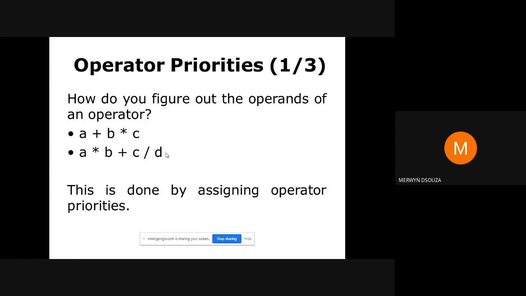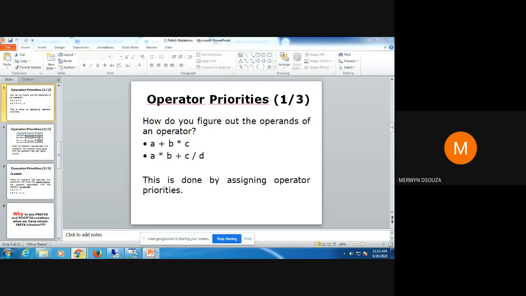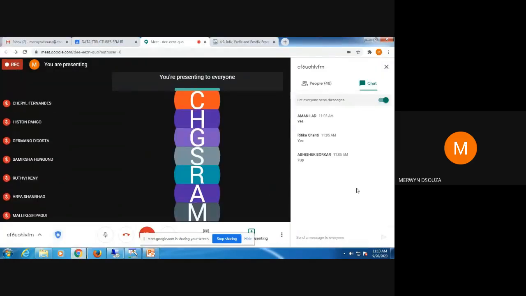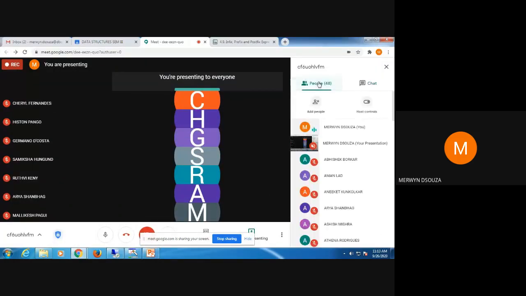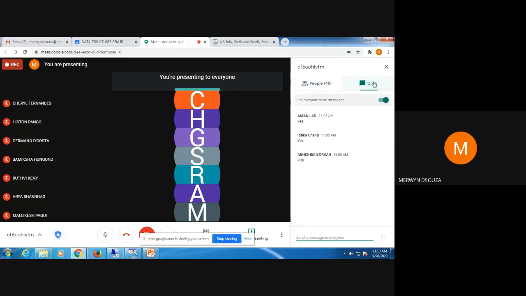So before I proceed, can you type in the chat box what the priorities are? Which operator has the highest priority? If anyone knows what the BODMAS rule is, you can type the full form of it.